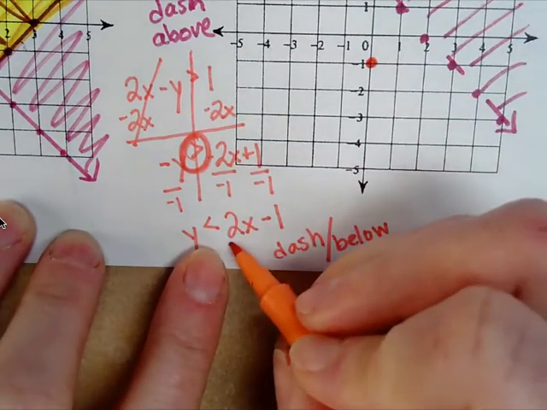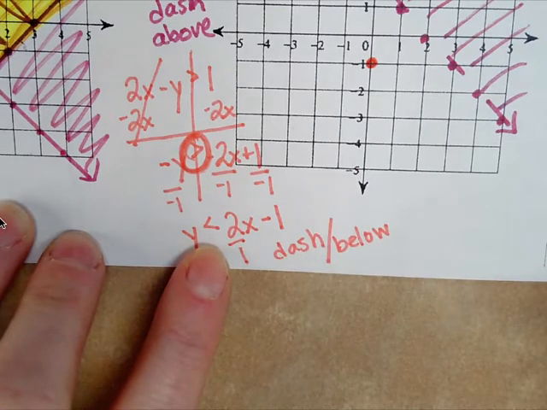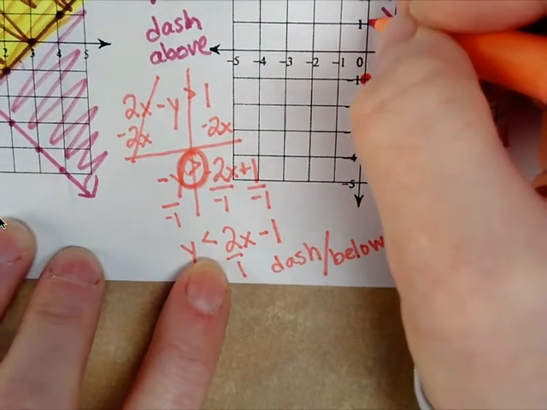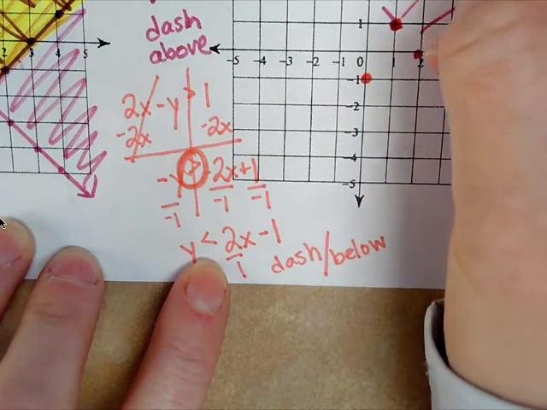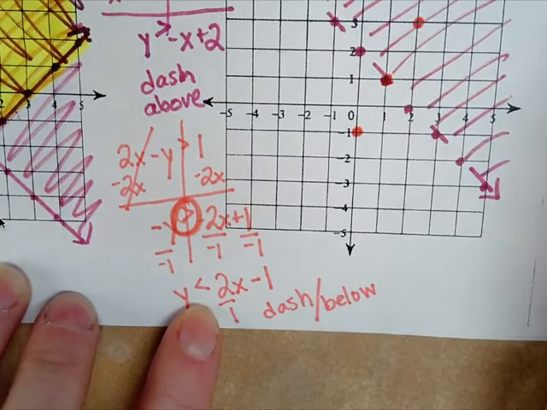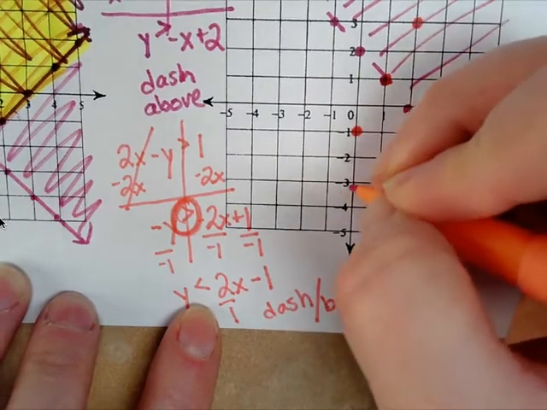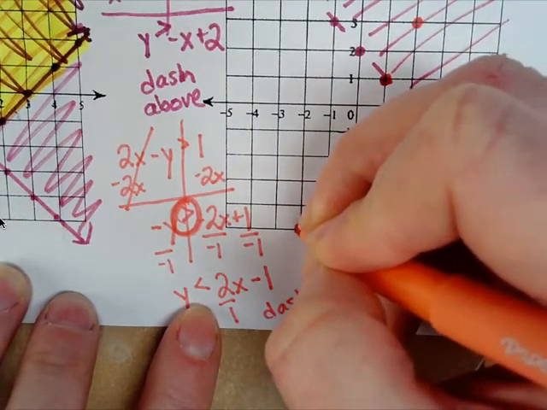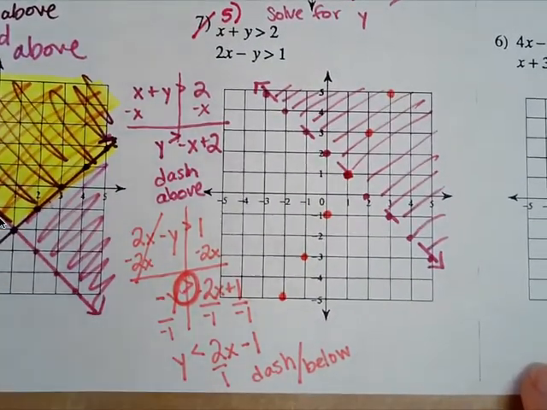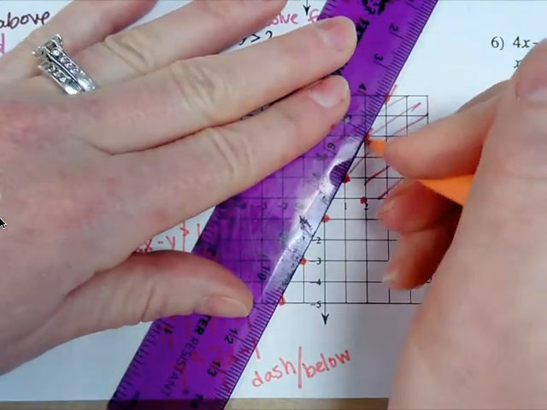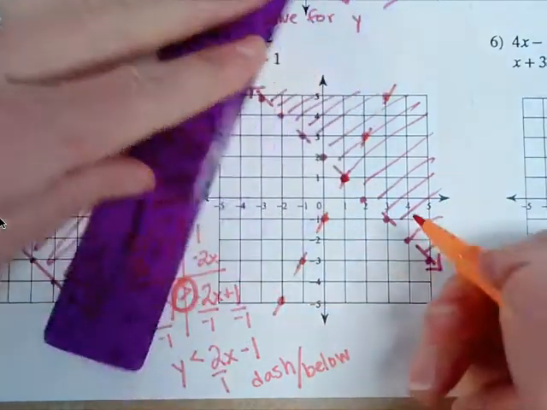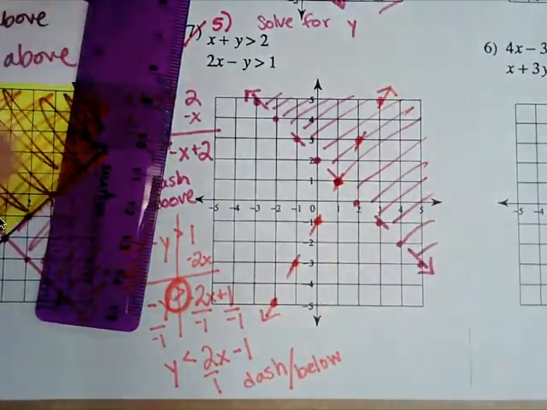Then our slope is 2 over 1. Rise 2, run 1. Down 2, left 1. Make your dashed line. Put your arrows on the end of your line.